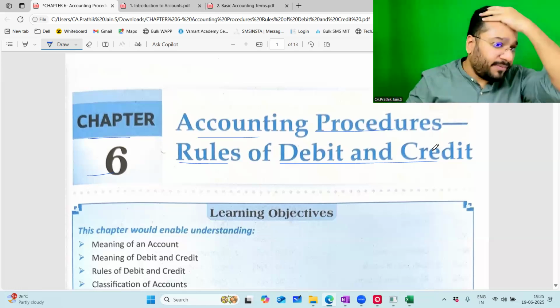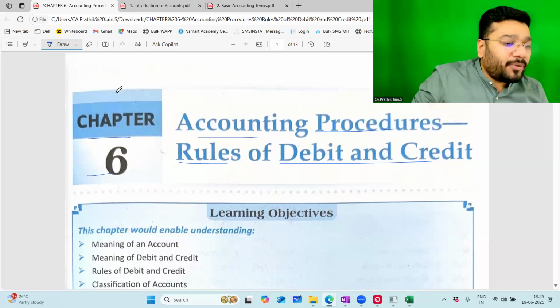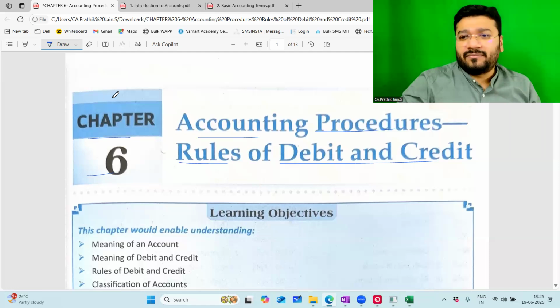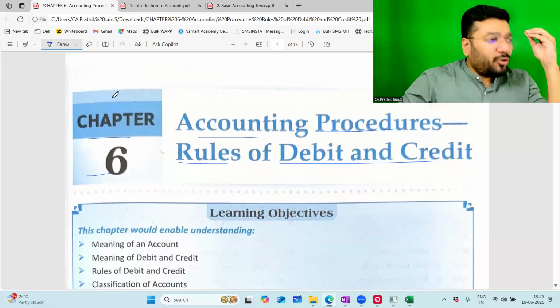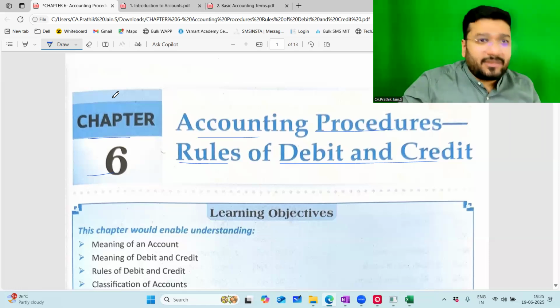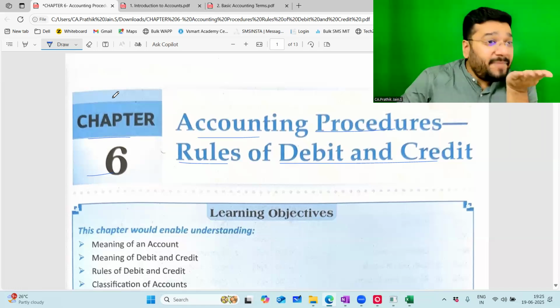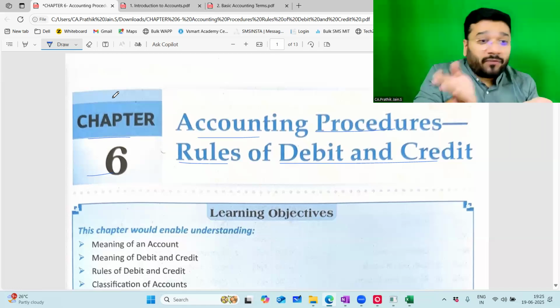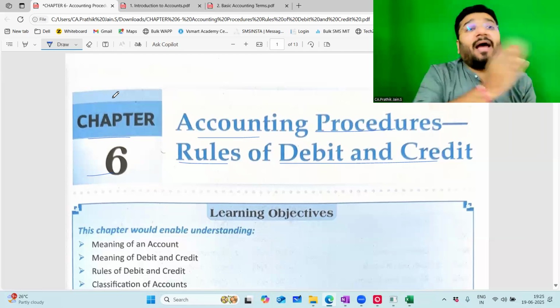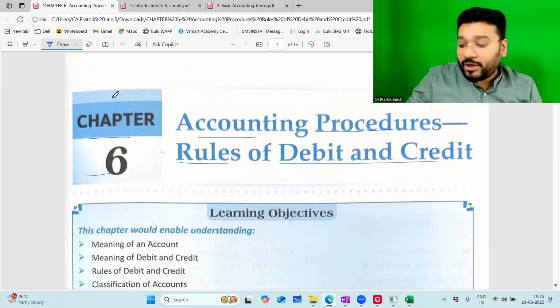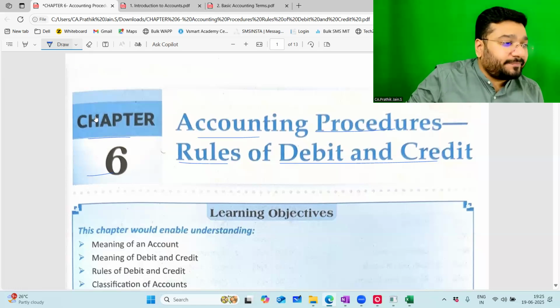So keeping that in mind, people, we are starting with this brand new topic by name Accounting Procedure, Rules of Debit and Credit. Mark this chapter. Very important. For a second, forget today's dinner, forget tomorrow's breakfast, forget tomorrow's lunch, but do not forget this chapter. This is the basics. This is the base foundation based on which the rest of the 11th standard chapters, your entire 12th chapter is relied on. This is that base without which you can't construct a strong building.